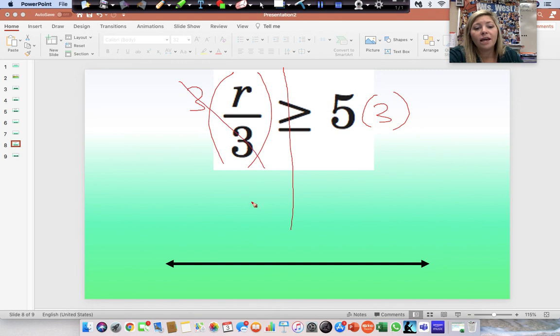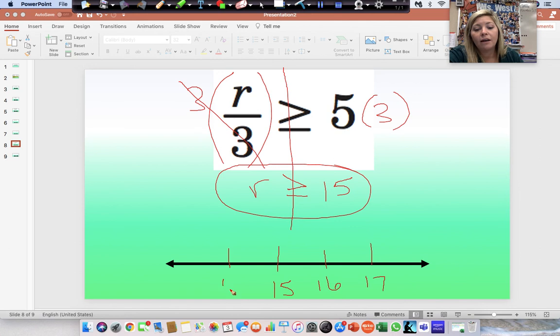This side is going to cancel, and I'm left with r is greater than or equal to 5 times 3, which is 15. So r is greater than or equal to 15. So I'm going to put 15 on my number line. We've got 16 and 17 to the right, and 14 and 13 to the left.